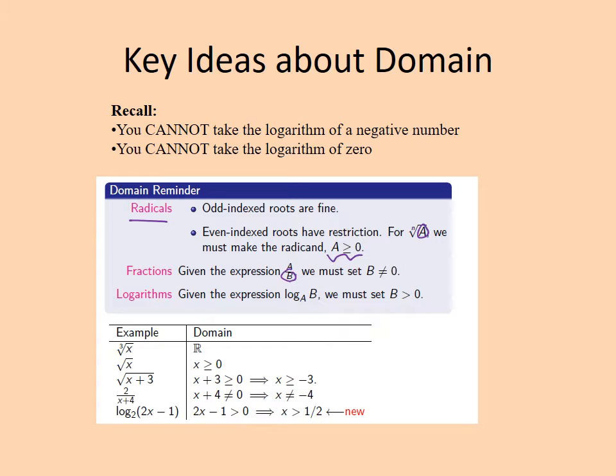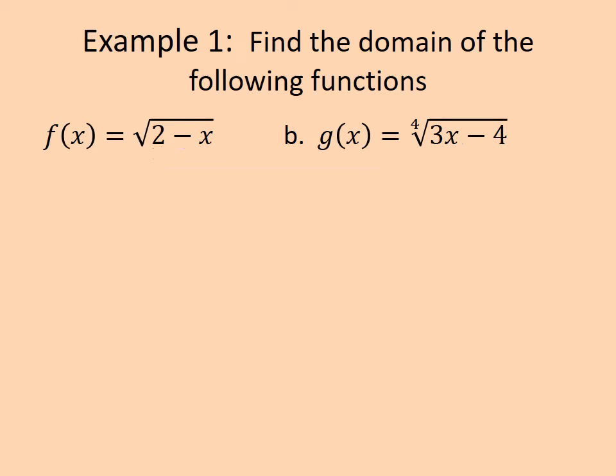For logarithms, you cannot take the logarithm of a negative number, and you cannot take the logarithm of 0. So what you have to do is set what's inside the log greater than 0. And that's going to be your domain restriction. We will do several examples right now. These first examples are reviewing what we already know about domain.